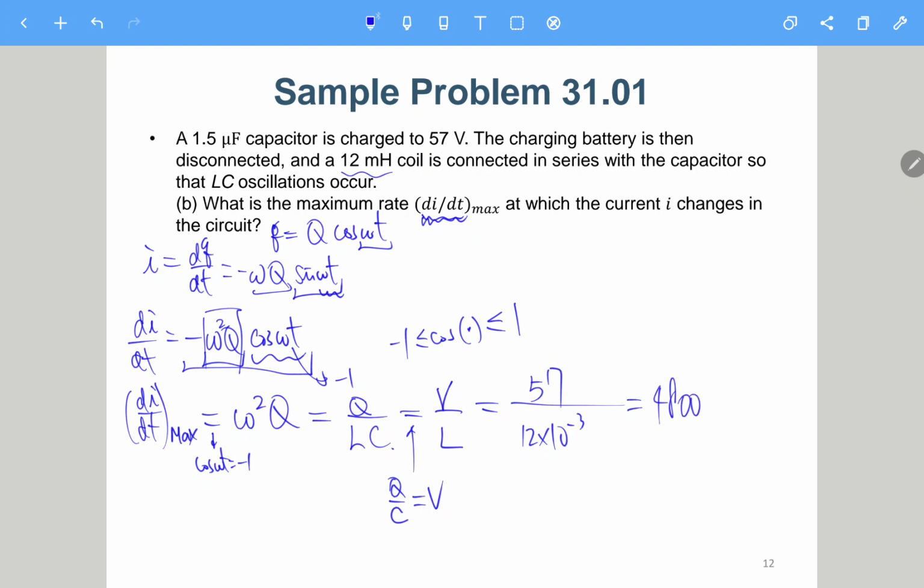So this is 4,800. So what is the SI unit? The SI unit for the current is A, ampere, and then time is s, so A over s.